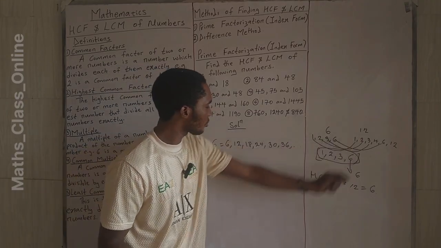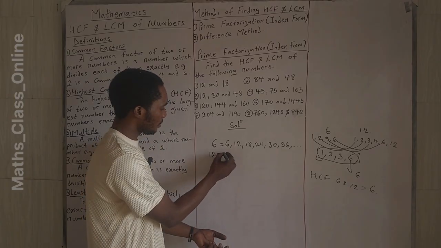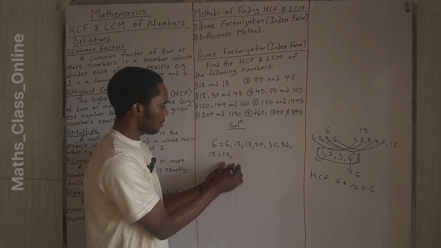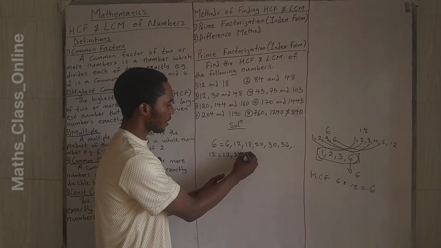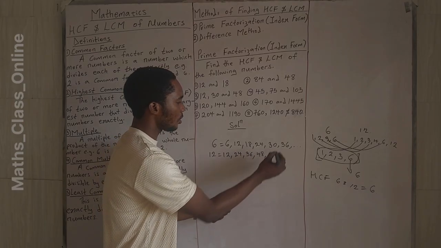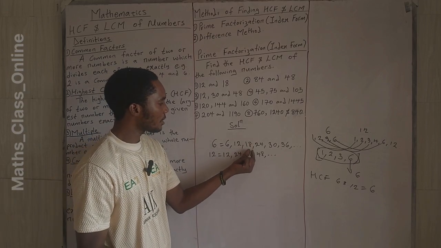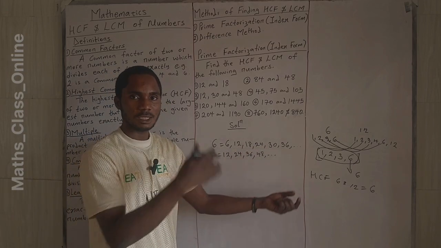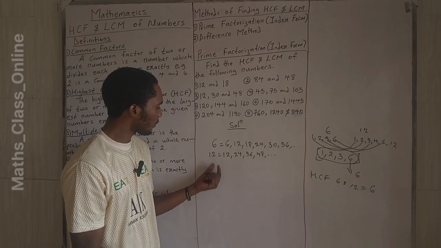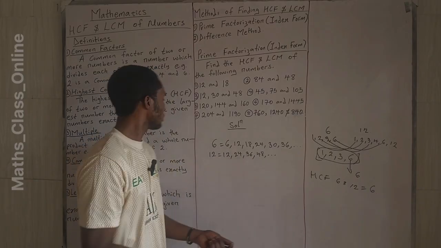Also we have 12 here. Multiples of 12 start with 12, 24, 36, 48, and so on and so forth. The multiples of 6 are 6, 12, 18, 24, 30, 36, and so on. While the multiples of 12 are what? 12, 24, 36, 48, and so on.